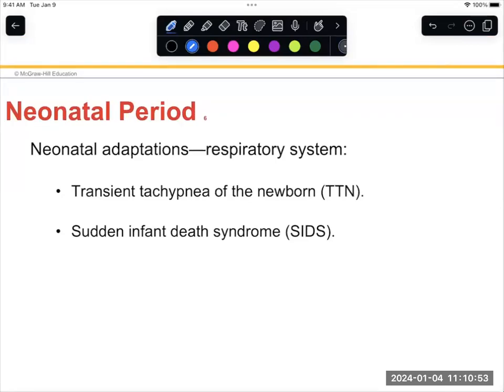Sudden infant death syndrome, that's SIDS. It's when an infant dies while sleeping with no cause of death determined upon autopsy. Sudden infant death syndrome may occur when an infant fails to develop respiratory control mechanisms, or it may be prevented by placing infants on their back to sleep and removing soft pillows, mattresses, and bedding from the crib.